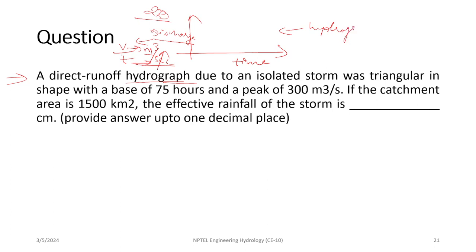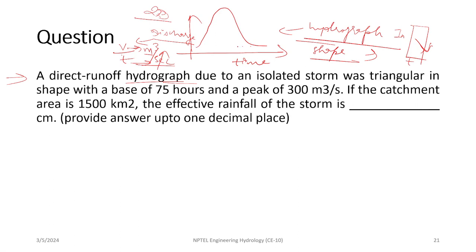Now, what would be the possible shape of this graph? If we recall the histogram, those are rectangular columns representing intensity versus time. Now for the hydrograph, how will it look? It's a curve type graph. A bell shaped curve, yes, you are right. So it will have a structure like this.